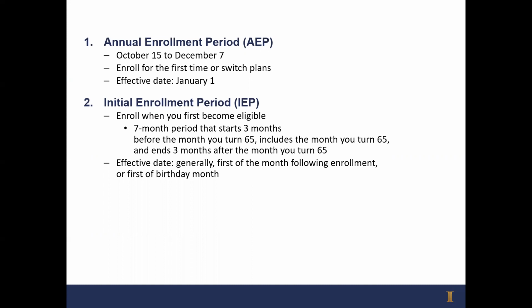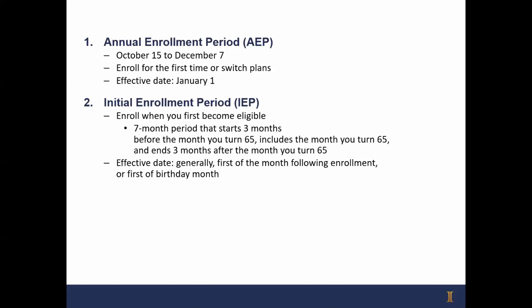Your initial enrollment period is IEP. That is when you first become eligible. So it's a 7-month period, so you'll have 3 months before you turn 65, the month that you turn 65, and 3 months after you turn 65 to enroll into a Medicare plan. So the client has plenty of time to check out plans, and you have plenty of time to help them out, as long as you know when they've turned 65 or when they are actually eligible to enroll.